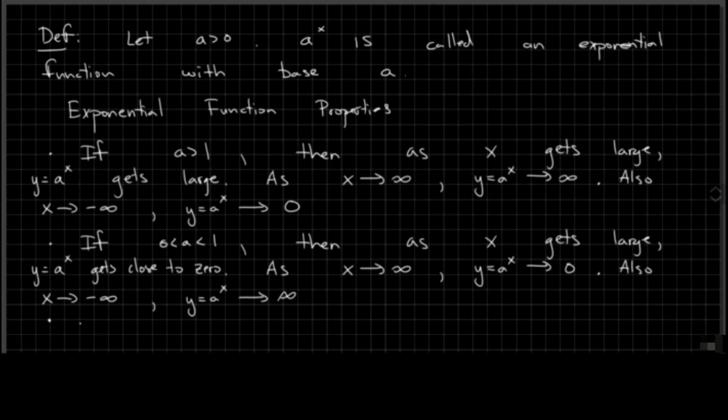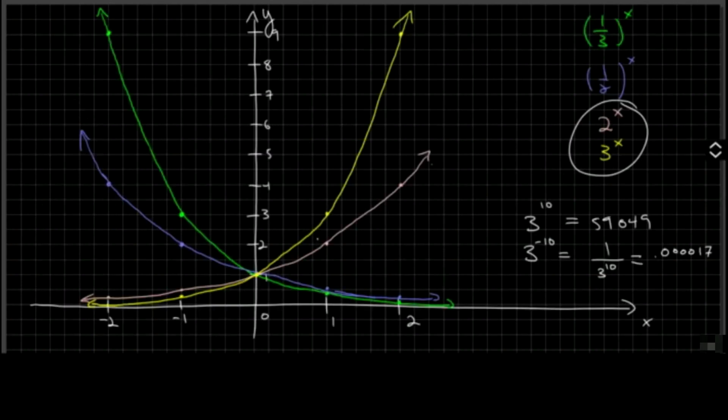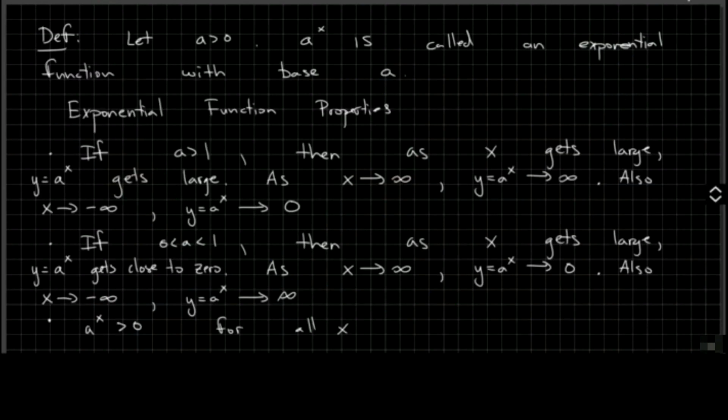So for any exponential function, it doesn't matter what a is, a to the x is strictly greater than 0 for all x. We see that in our graph. We never get a negative output for something like 2 to the x or 1/2 to the x. We can get something very, very close to 0. So for example, 3 to the minus 10 is very, very close to 0, but we never actually get 0. Okay, so a to the x is greater than 0 for all x.